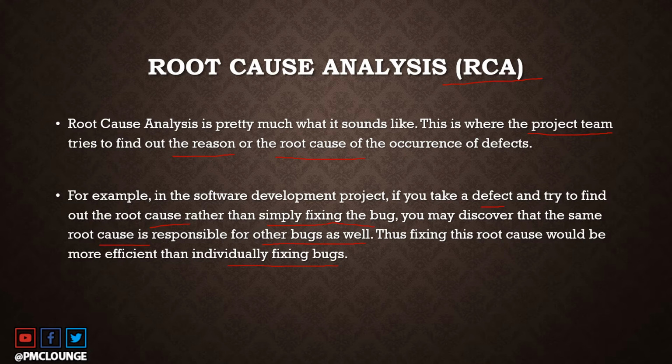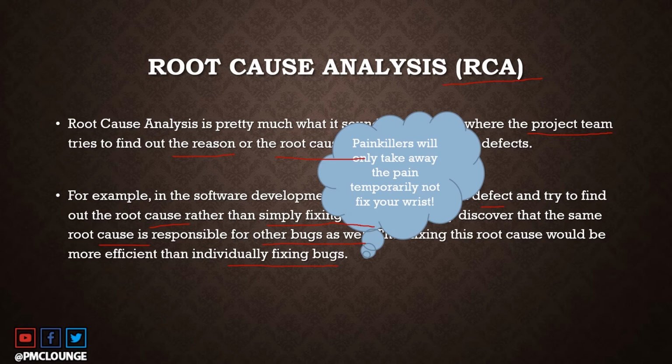So here's an example that even a layman can understand. Painkillers will only take away the pain temporarily. They are not going to fix your wrist. So let's say after the sports session today, you have your wrist that is all banged up. You don't know what's wrong. What you can do is you can take painkillers, and that is going to provide you temporary relief, but that is not the root cause analysis of your wrist.